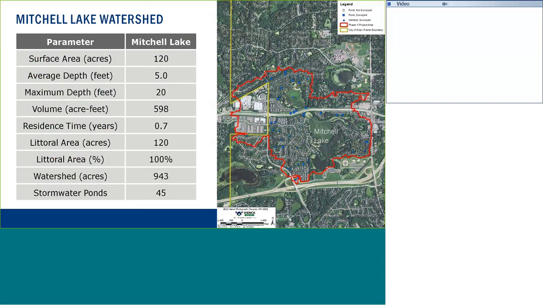This is the Mitchell Lake watershed. It's about a 120-acre shallow lake, average depth of about 5 feet, and it has almost a 950-acre watershed. In this watershed, there's about 45 stormwater ponds and stormwater wetlands that needed to be inspected to try to understand what's the phosphorus loading to Mitchell Lake, how can we manage it, where is it coming from?